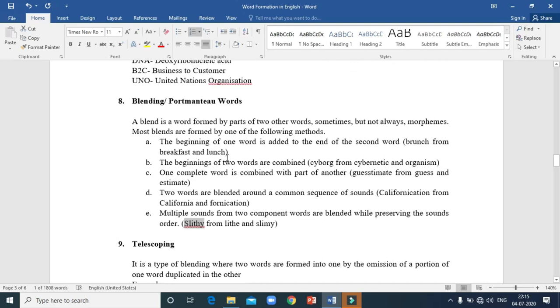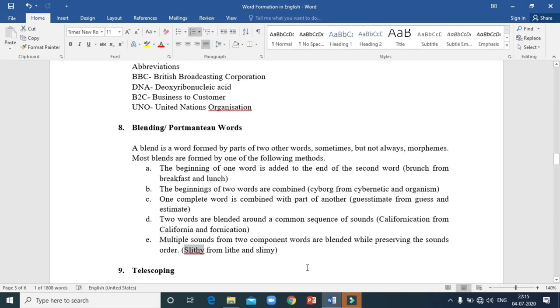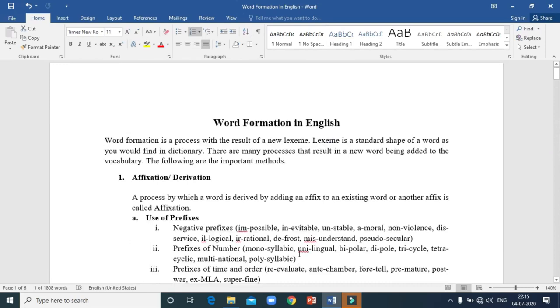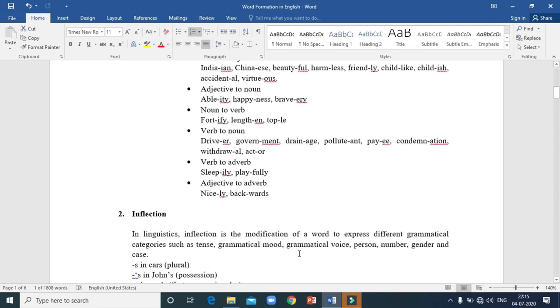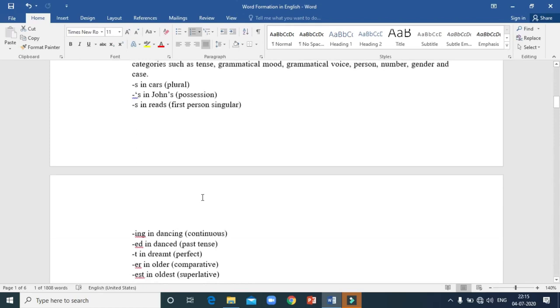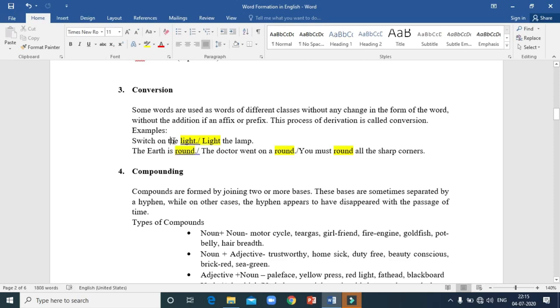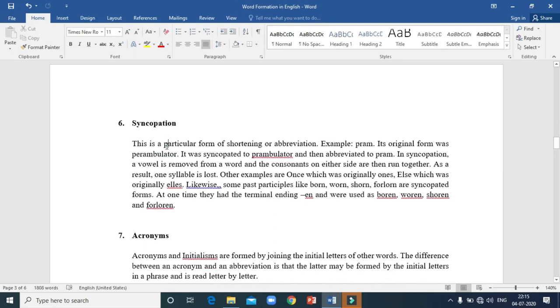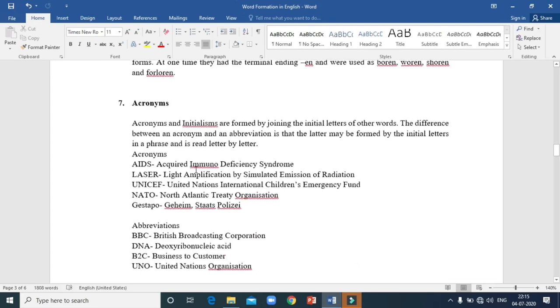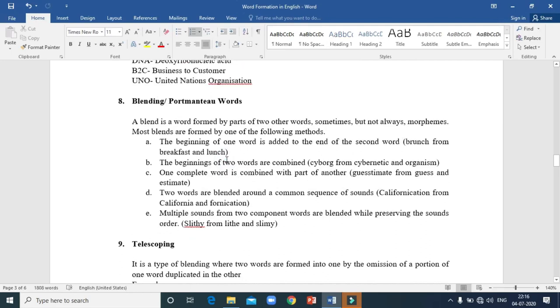So we have covered eight different topics, I mean eight different processes of word formation in English. First was affixation or derivation. What was that? A new word is derived by adding an affix to an existing word. Inflection is a word is modified to express a different grammatical category. Conversion is a word is used as a different grammatical category without making any changes. Compounding is joining of two or more words. Clipping is shortening of a word. Syncopation is a vowel is dropped and consonants are running together. Acronyms is we take a phrase and we take the first letters and form a new word. Blending is a part of a word combines with a part of another word to form a new word.